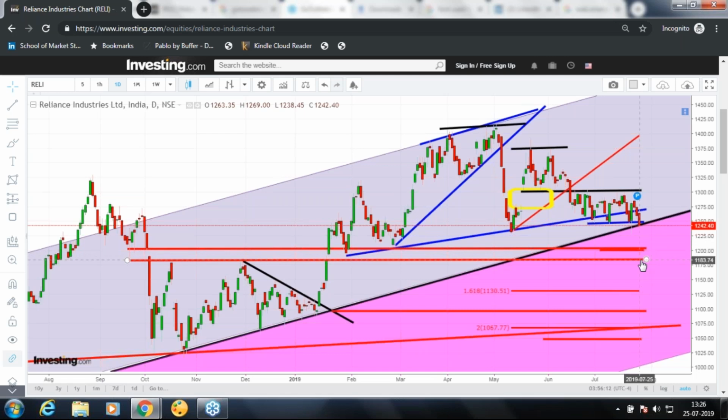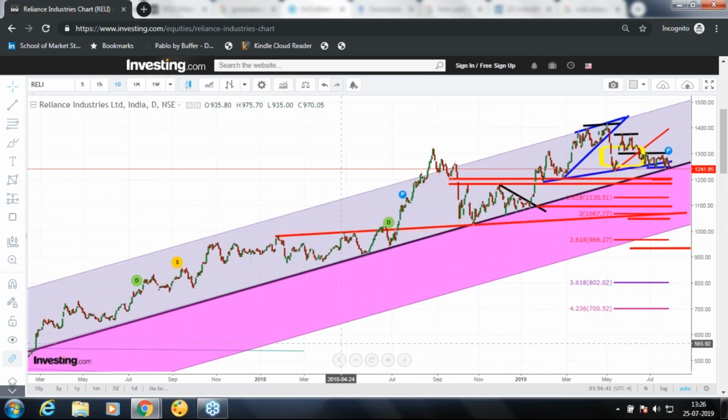And now another thing that we have done is we have taken this swing high to draw further lines. So when you take the swing high, you are getting two levels which are 1.618 and two times that high, and this is actually working out to 1130 and 1067. See, mark how this 1067 line conjuncts with this support line which is coming in from various peaks and bottoms that we have drawn.